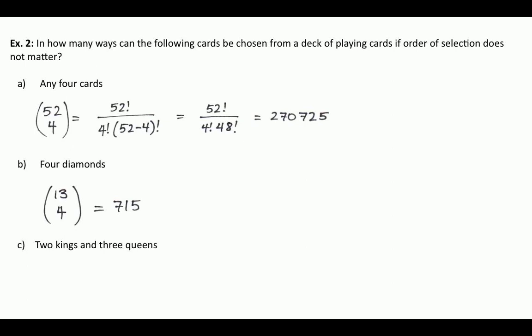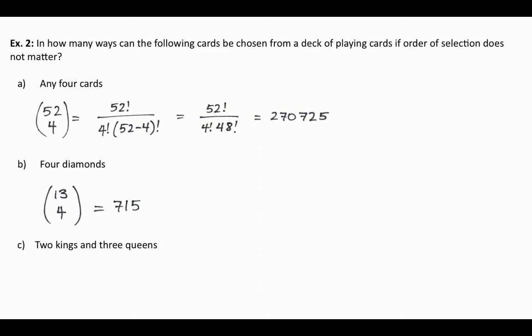All right, let's look at something a little bit more advanced. 2 kings and 3 queens. Now we're incorporating the numbers, and I see the word and. Same as before. 2 kings. How many kings are in a deck? You've got 4 kings altogether, so that's a small pile. So how many ways can I choose 2 kings?